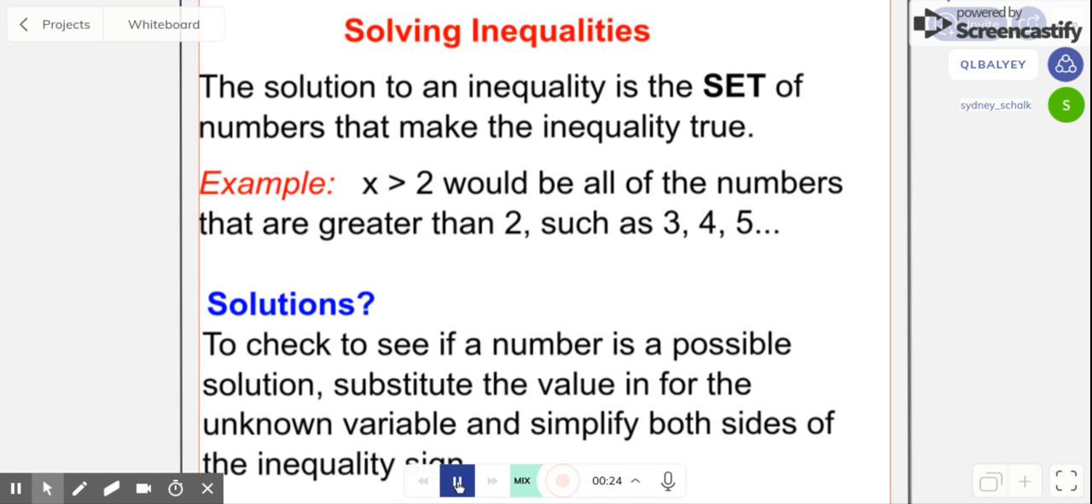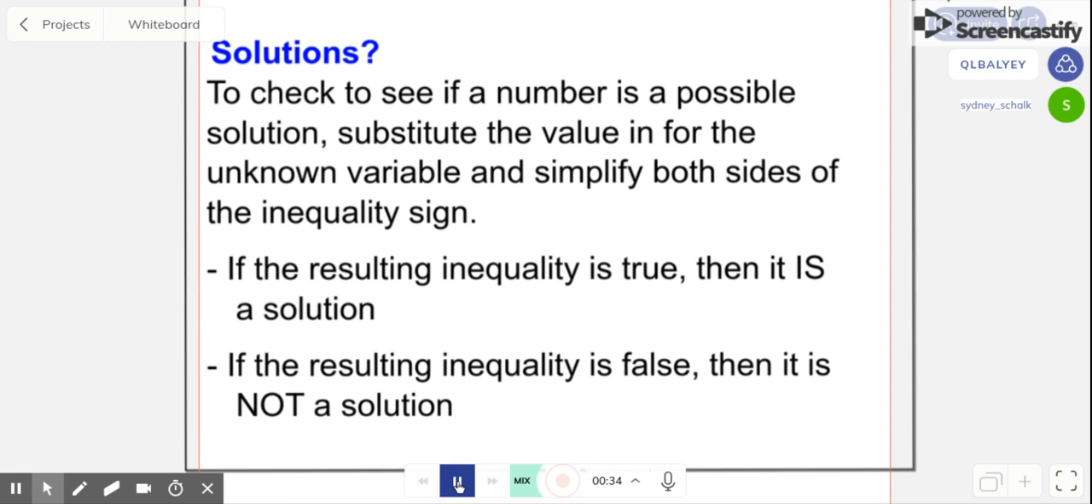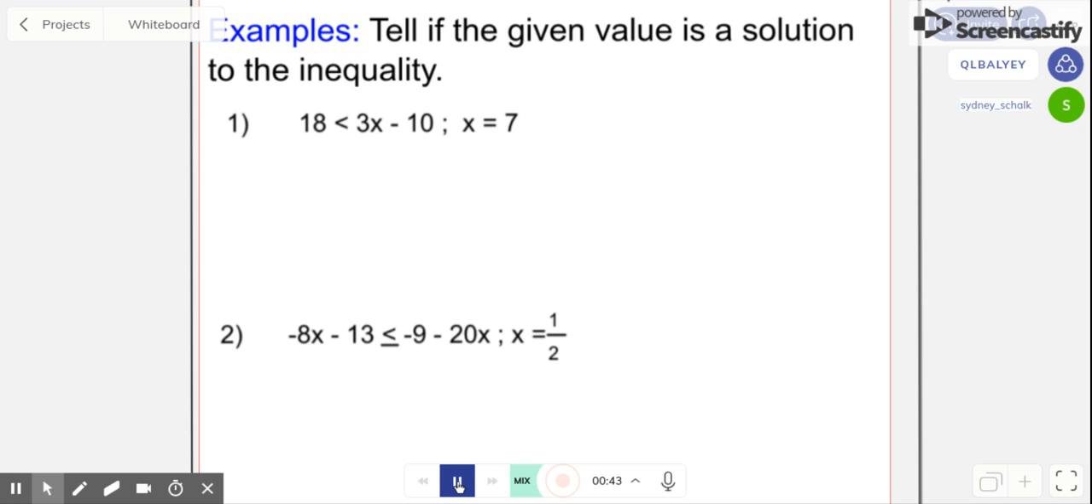To find our solutions, we need to check to see if a number is a possible solution by substituting the value in for the unknown variable and simplify both sides of the inequality. If the resulting inequality is true, then it is a solution. If the resulting inequality is false, then it is not a solution. So in these next couple of examples, we're going to tell if the given value is a solution to the inequality. Well, looking at number 1, it says 18 is less than 3x minus 10.